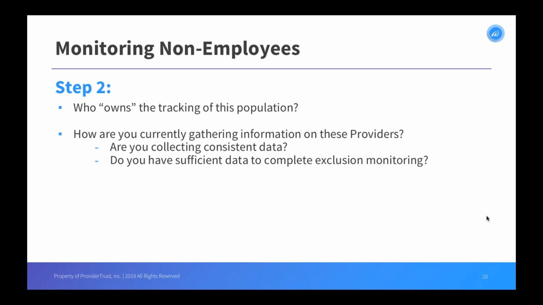When they're coming into our organization, what information are we collecting, and who owns that? Is it different people in different facilities, or different people in each state? Is it different people in the hospital? Who are all these people that have to track this information? And then, are we really gathering the correct information? Is it consistent across each of these different providers? Do we really have sufficient information to even begin an exclusion monitoring process?